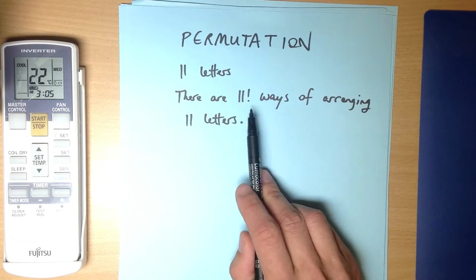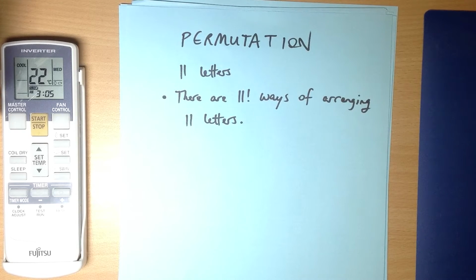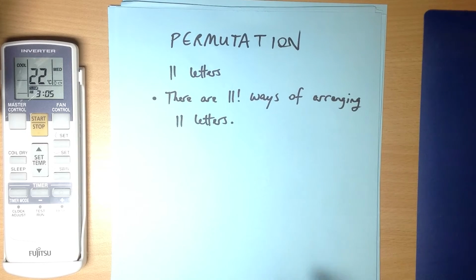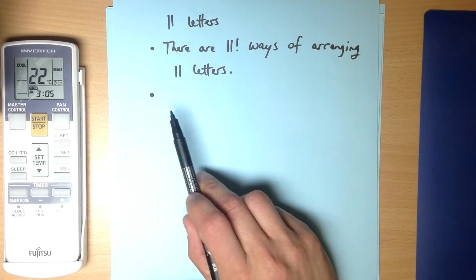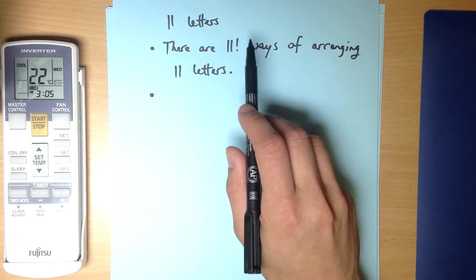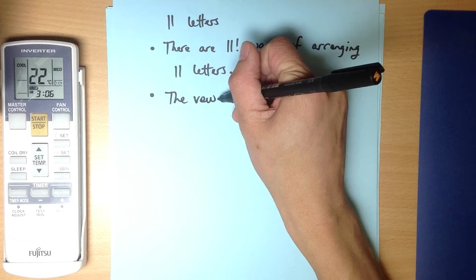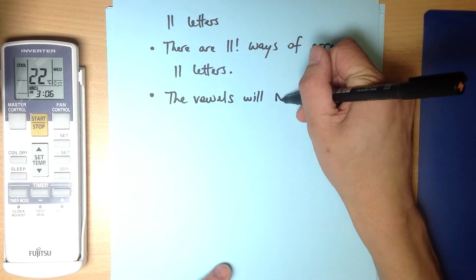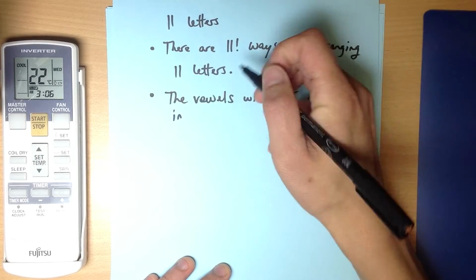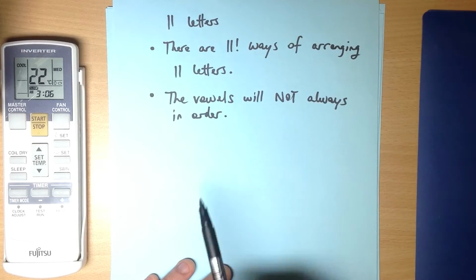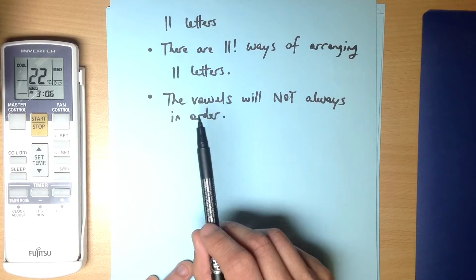Okay, so this is kind of our baseline. This is my first thing, and I'm now going to try and drill down, become more specific and add conditions on. So let's think about the next thing. Of all of these 11 factorial arrangements, a massive number, the vowels will not always be in order. That's a bad thing for us, because we only want the ones where the vowels are in order. So how many of these 11 factorial arrangements have the vowels in order?